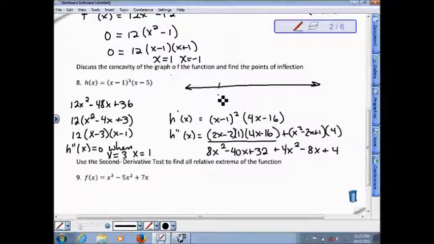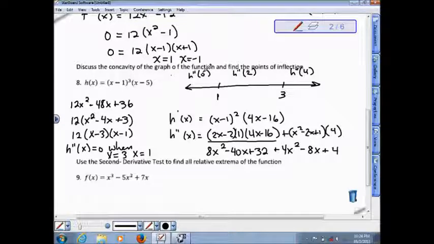To discuss the concavities, we have 1 and 3. Test points in the intervals now, in the second derivative. So we need to do h double prime of 0, h double prime of 2, and h double prime of 4.